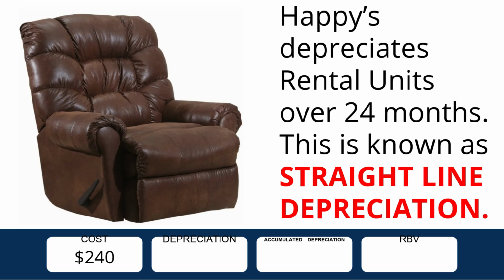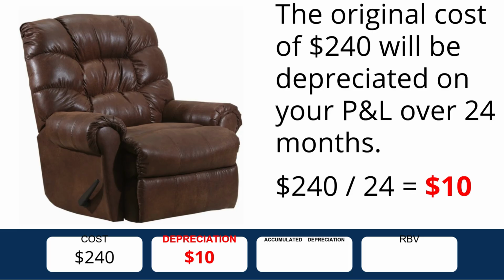Happy's depreciates all of our rental units over 24 months. This is known as straight line depreciation. All of our units begin depreciating in the month that we receive them. In this case, the original cost of this recliner was $240, and this will be depreciated on our P&L over 24 equal monthly installments of $10. So if we have this recliner active or idle in our system, our P&L will be charged for $10 of rental unit depreciation.